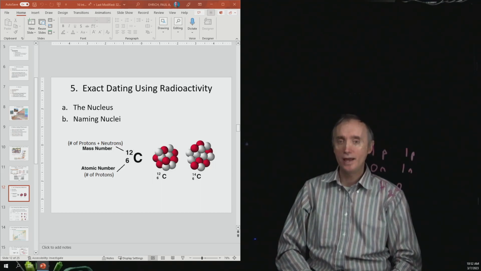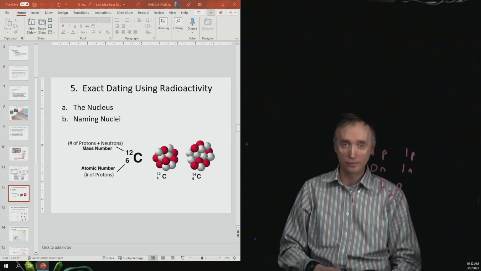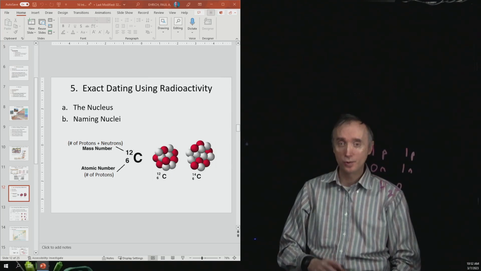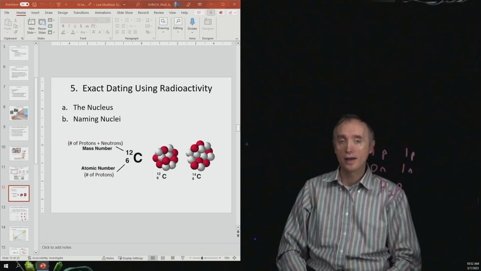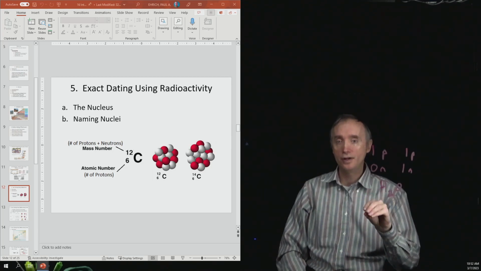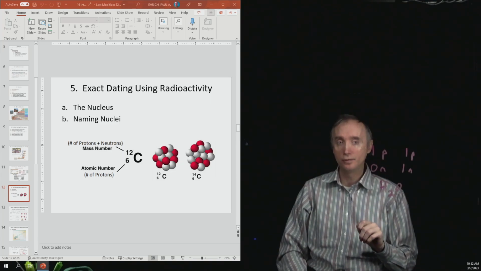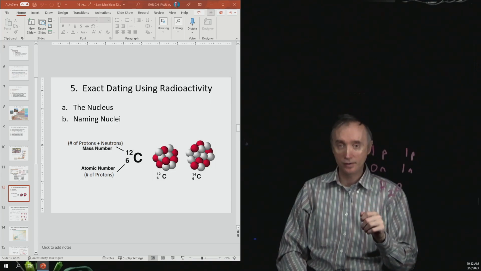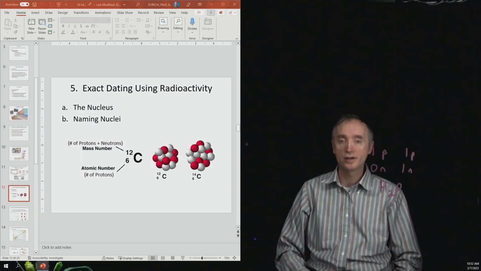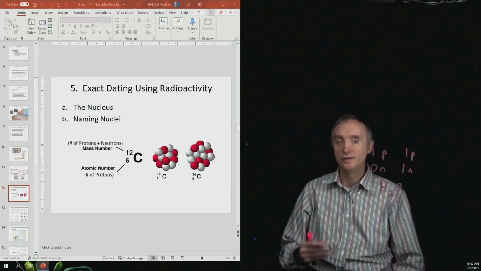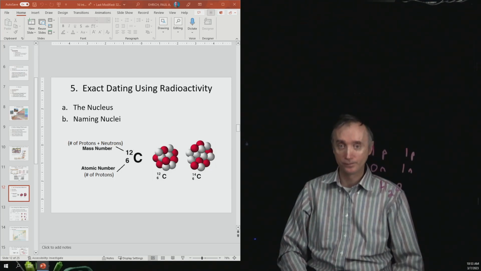So how do we name different kinds of isotopes? There's a special way of doing it. First we write down the symbol of the element. In this case, it's going to be carbon. Then we write underneath it the atomic number, which is never going to change. For carbon, it's always 6. When you look at your periodic table, it's the number that doesn't have the decimal point.